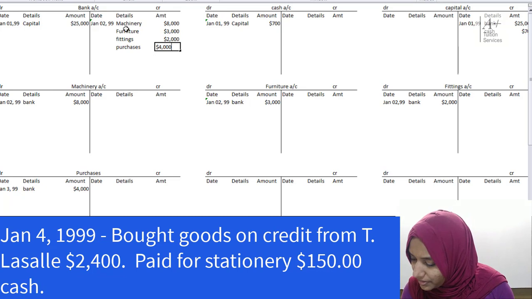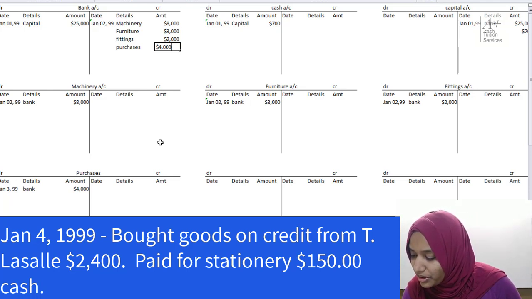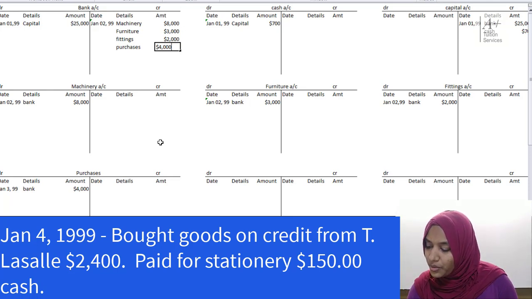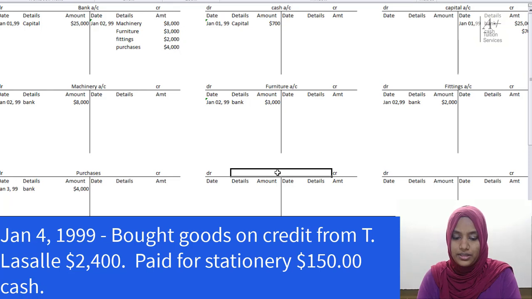So our next transaction is: bought goods on credit from T. Lasalle, $2,400, and paid for stationery $150 cash. So we have a creditor here, T. Lasalle. We bought goods from him, $2,400. So our purchases account again is going to be debited, and we need to open up an account for T. Lasalle. Okay, and this is a creditor, so we can say this is a personal account. So in our purchases account, we're going to put January 4th.